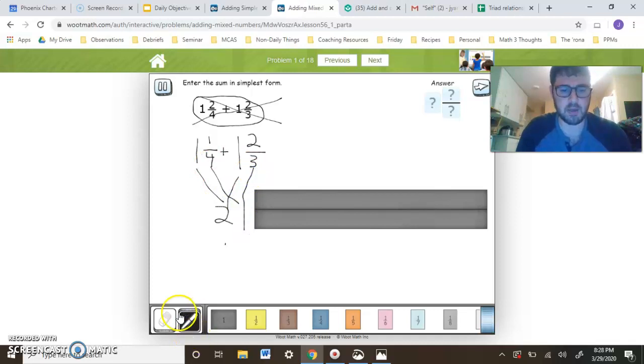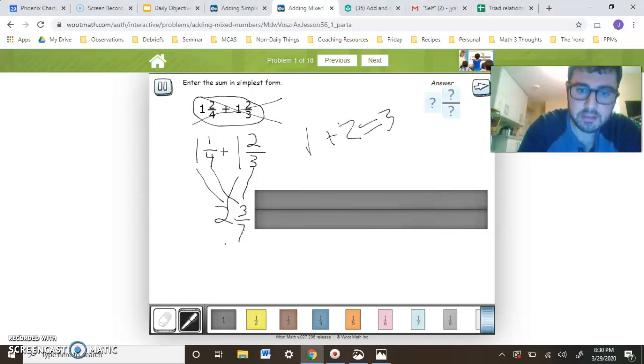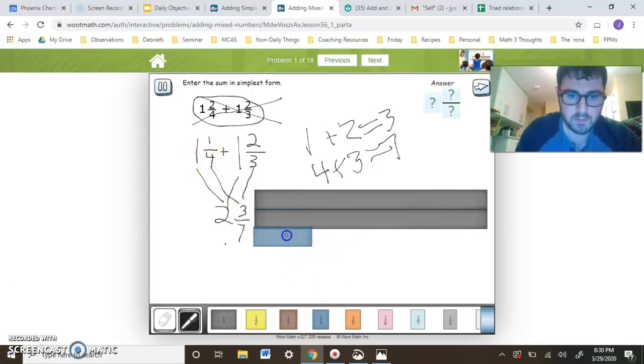Now, I want you to think, what would 1/4 plus 2/3 be? Try this on your own. Did you get 3/7? That's what I got, because I did 1 plus 2, and I know that 1 plus 2 is 3, and then 4 plus 3 is 7. Is that right? I'm not sure. Let's check. Well, I know that I also would need to be adding 1/4 and 2/3.